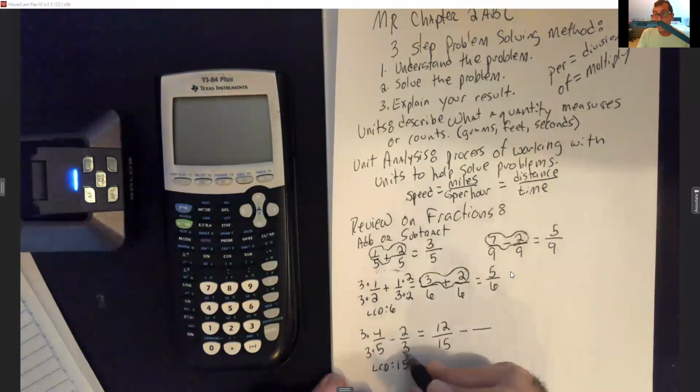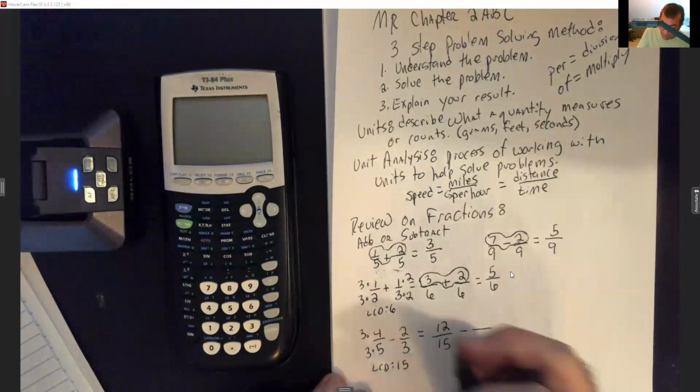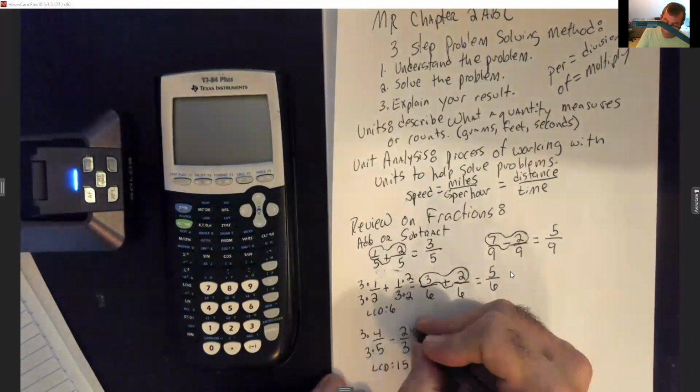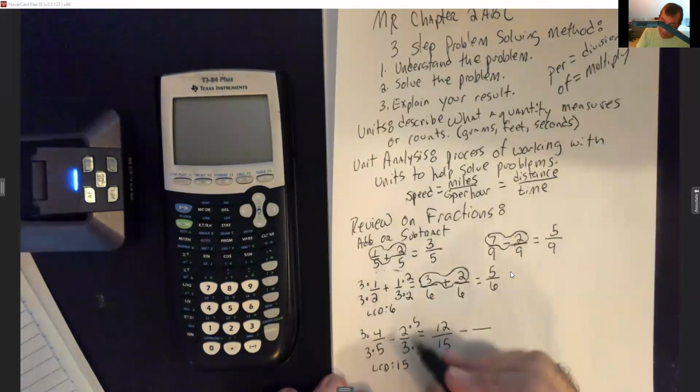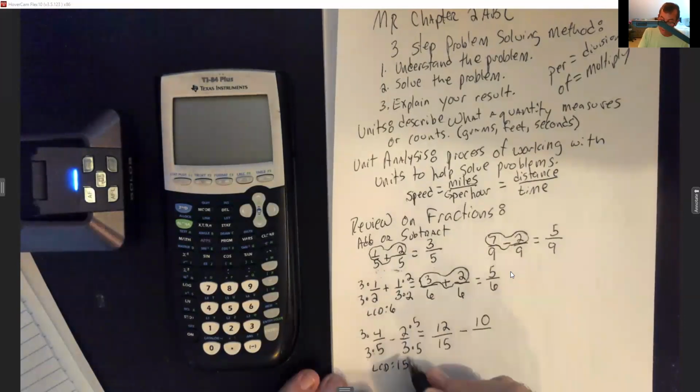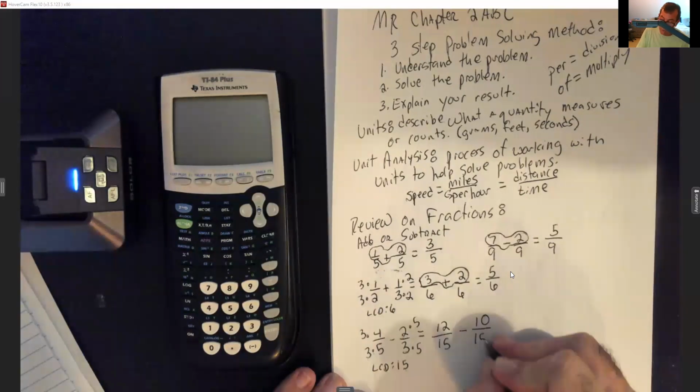It had a 3 on the bottom. To turn the 3 into 15, you would multiply by the 5. So the 2 gets multiplied by a 5. So let's see what we get. 2 times 5 is 10 on the top. 3 times 5 is 15 on the bottom.